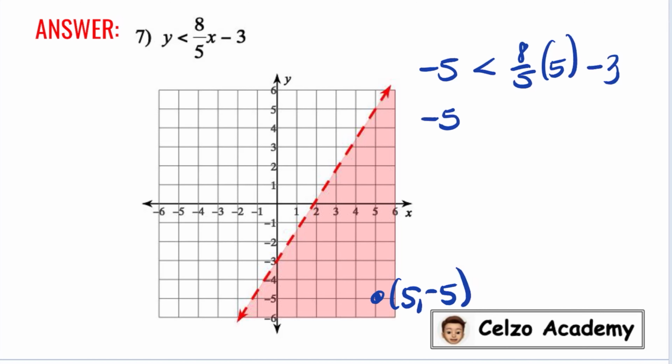Simplifying this, we have -5 less than 8/5 times 5 is 8 minus 3. Simplify further, we have -5 is less than 5, which is a true inequality. So the solution set of question number 7 are anything below the line, excluding the points on the line.